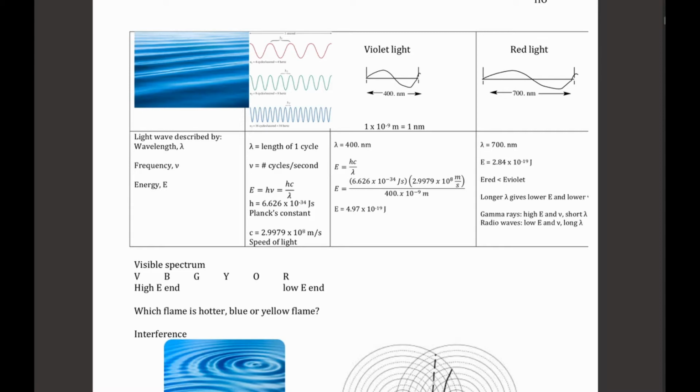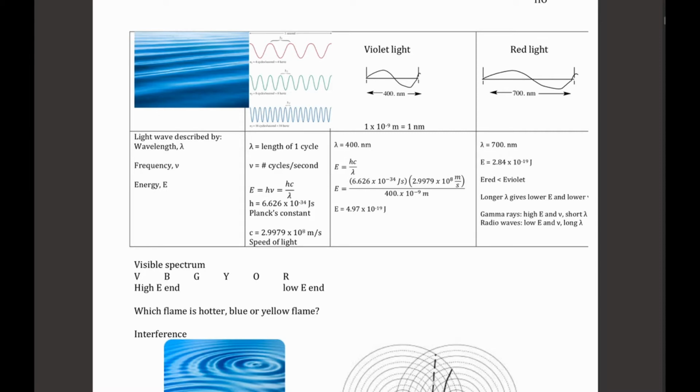Make sure that you get that same number. Do it yourself. What we have found is the energy of the red light is less than the energy of the violet light. Its wavelength is longer, 700 versus 400, and that means lower energy. So long wavelength means low energy. It also means low frequency.